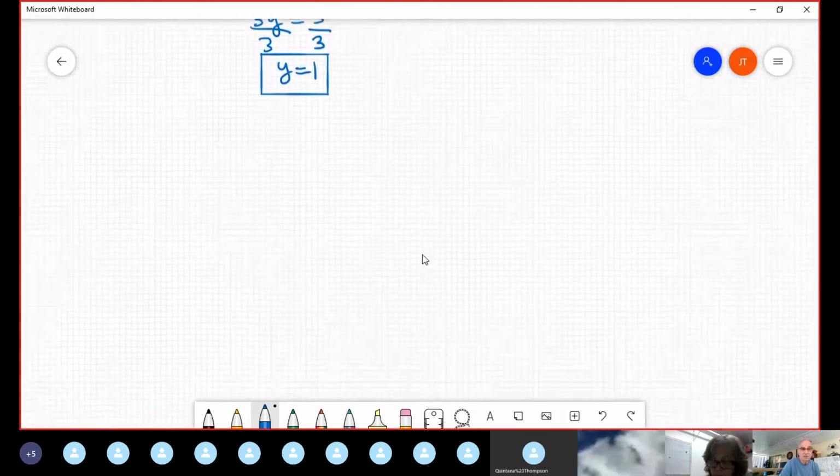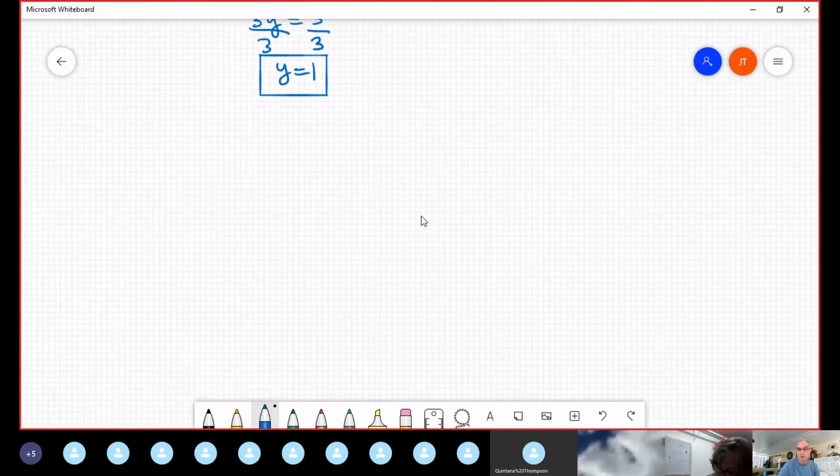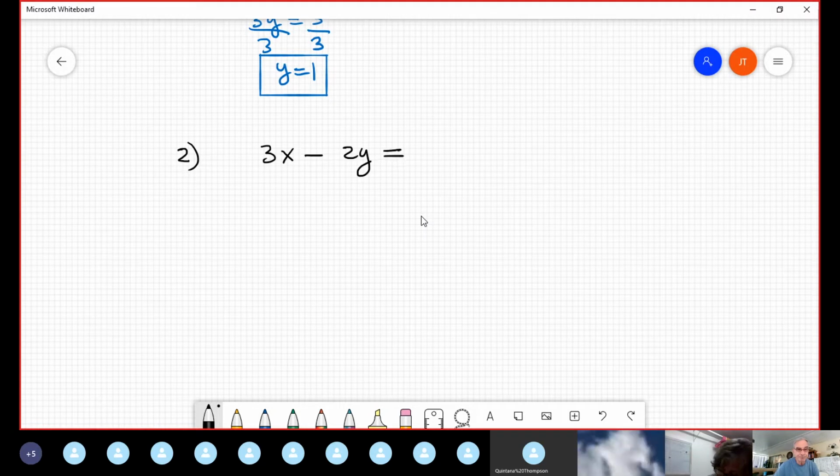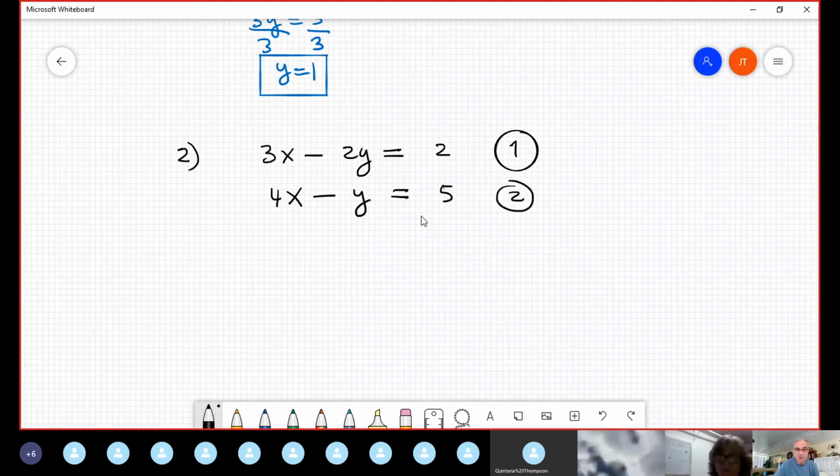Let's do another example. Bring me new situations. Example 2. Example 2 is 3x minus 2y equals, this is equation 1, 4x minus y is equal to 5, equation 2. And I consider this is the system.